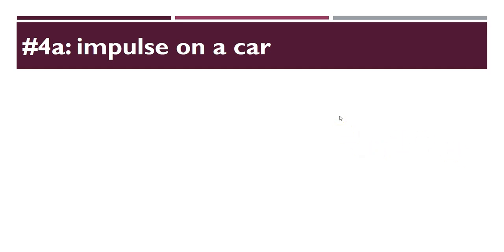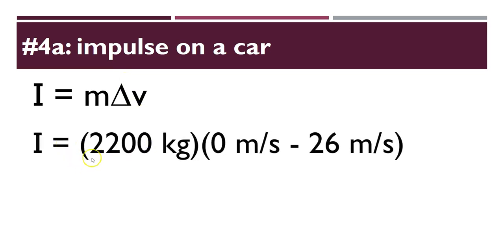So if you look in your notes, you've got two ways to find impulse. Impulse can either be force times time, but it's also equal to our change in momentum. So impulse is equal to mass times our change in velocity, our delta V. So let's look at what we have. Impulse is equal to the mass of our vehicle, 2,200 kilograms, times our change in velocity. Our final velocity is 0 meters per second because the car is stopping. Our initial velocity is 26 meters per second.